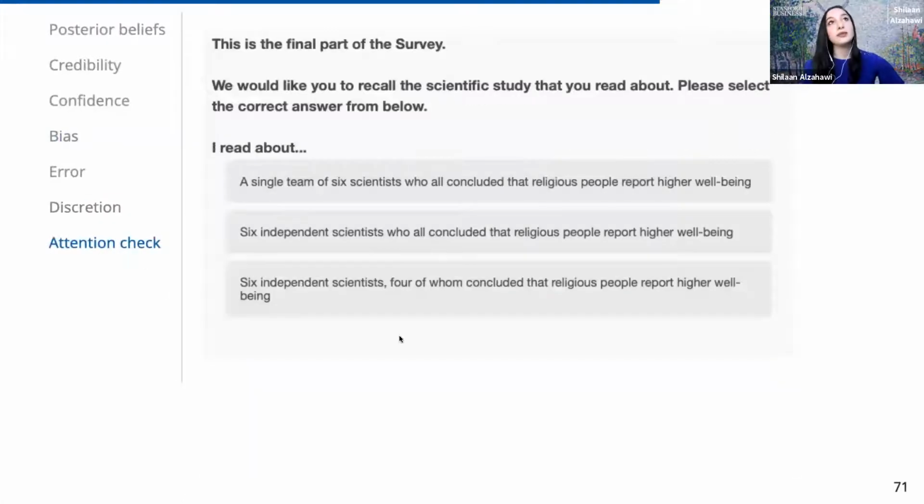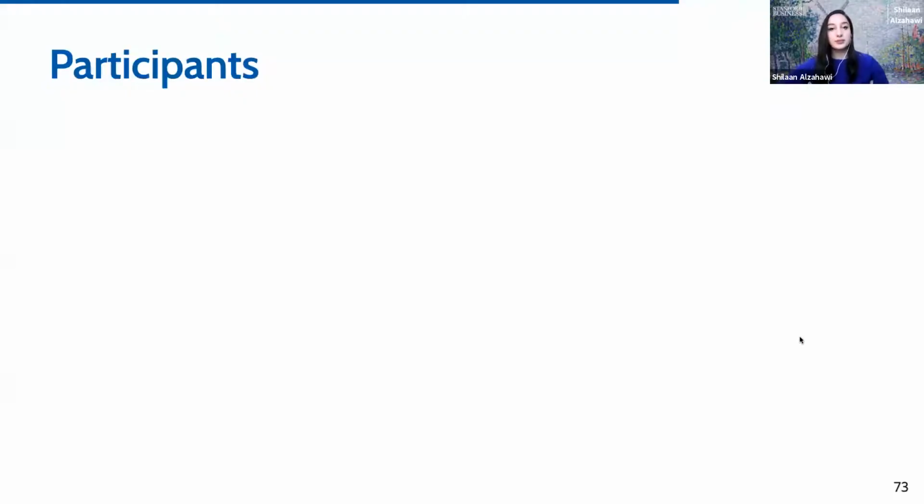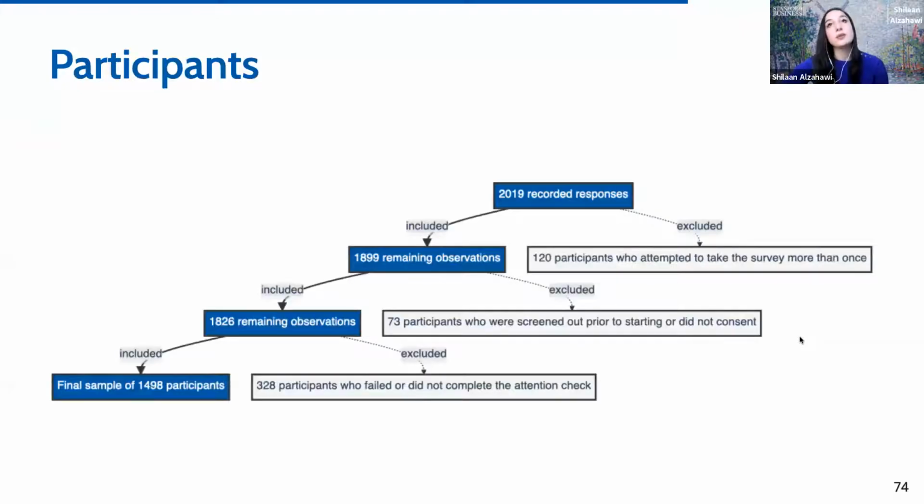At the end, we have an attention check in which we ask them to recall the scientific study that they read about. So let's move on to the results now. First, in terms of the participants, we recorded 2019 responses.